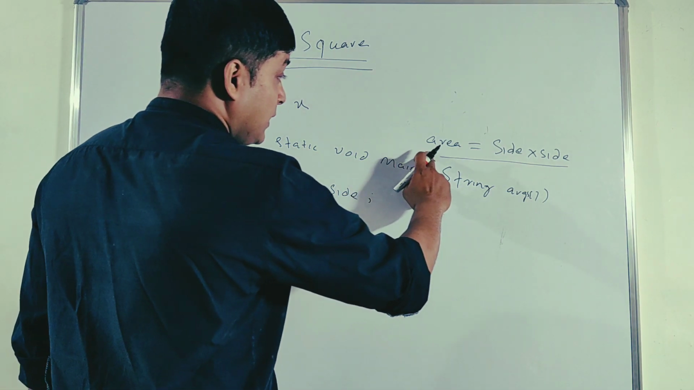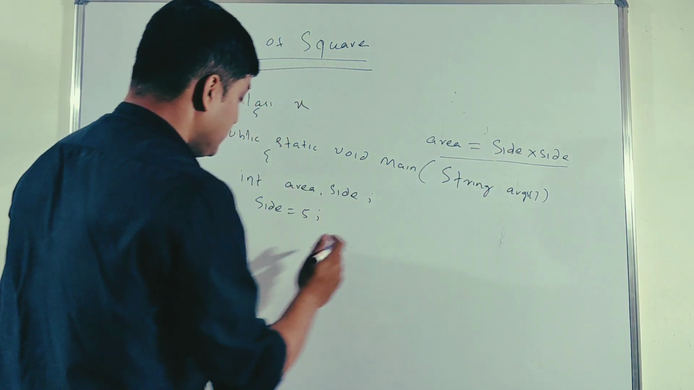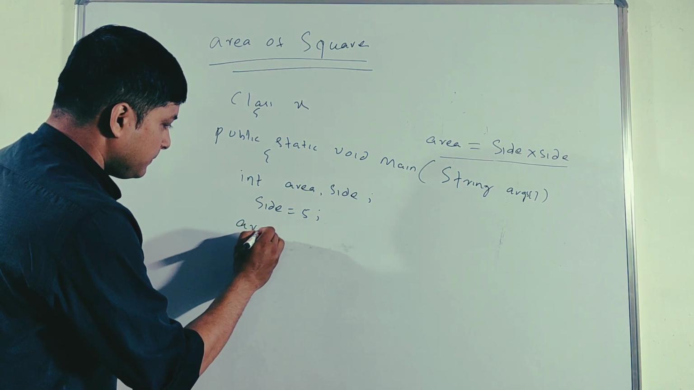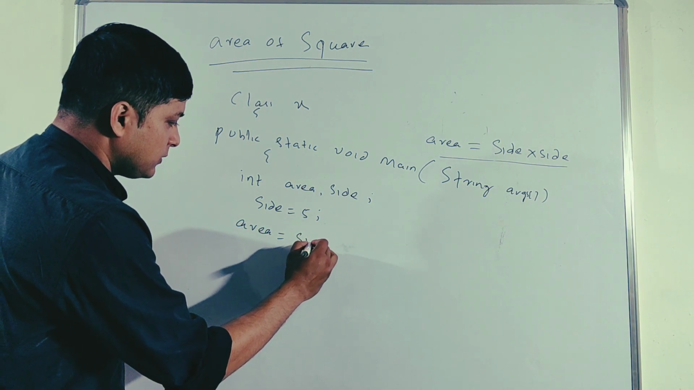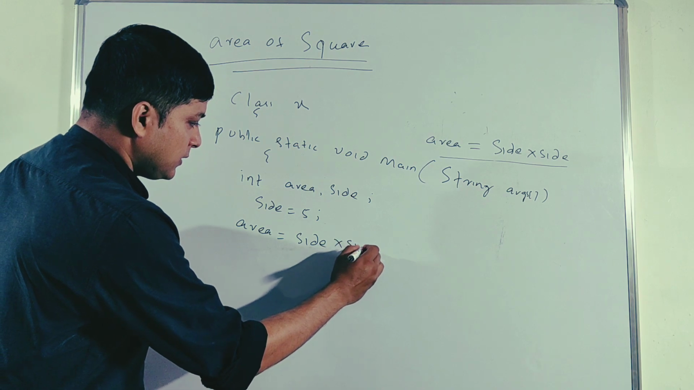Then the next step, you have to write the full logic. What is the full logic? Area equal to side into side.